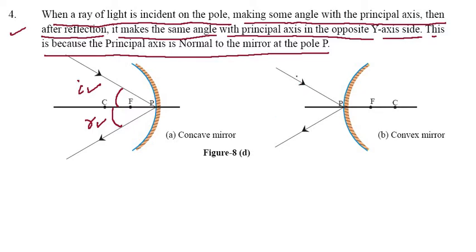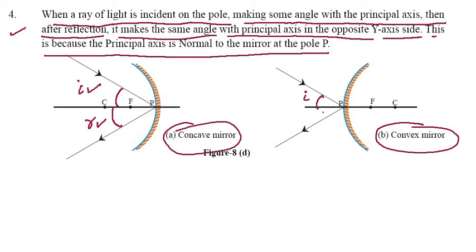You can see here in the convex mirror and also in the concave mirror, that is the angle of incidence, I, and that is the angle of reflection, R. You can see in both the mirrors, it is the same.